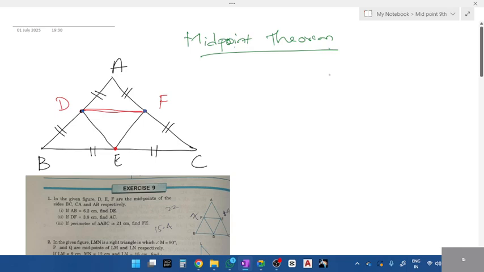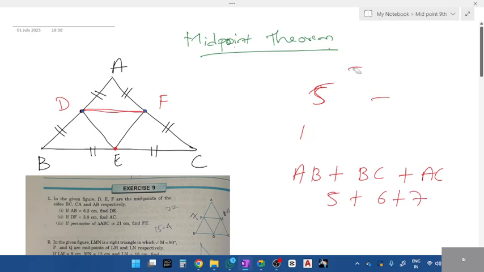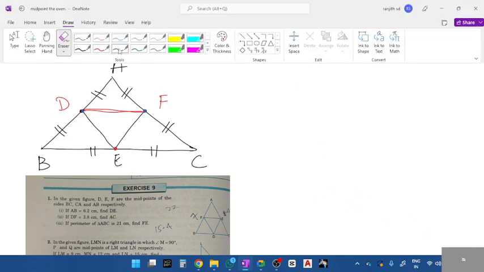Are all of you done? Did you all understand the midpoint theorem formulas? Okay, next, perimeter, students. What do you mean by perimeter? Outer boundary. So 5, 6, 7. What's the answer? Perimeter. Basically, what do you do? You add AB plus BC plus AC. 5 plus 6 plus 7. This is one concept you'll have to understand. What's the answer? 18. Yes, 18. This is one concept you'll have to remember.